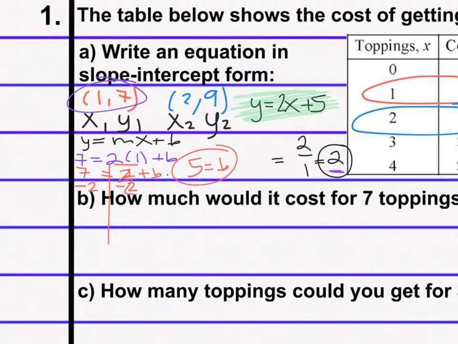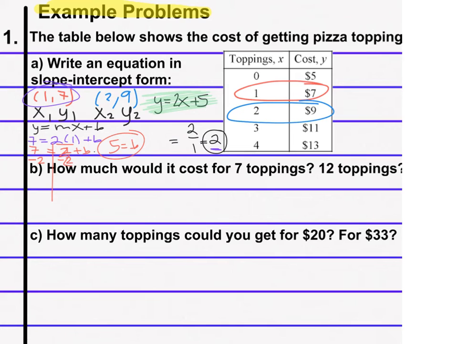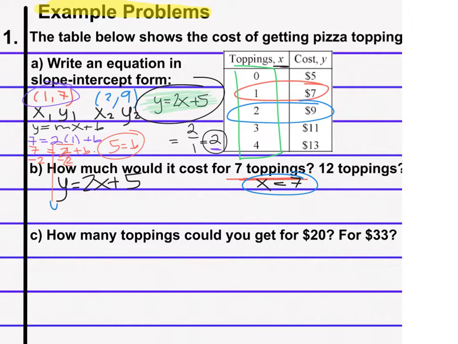Okay, question 2, how much would it cost for 7 toppings? If you look at your table, 7 is not in your table, but I see that toppings is the variable x, so I'm going to make x 7. My equation, highlighted in green up here, is y = 2x + 5. I am going to take that and replace the x with 7. So y = 2 times 7 plus 5. 2 times 7 is 14. 14 plus 5 is $19. So it'd be $19 for 7 toppings.